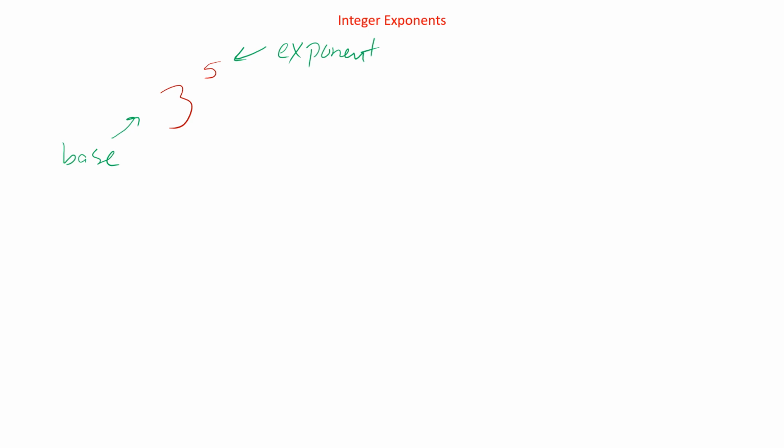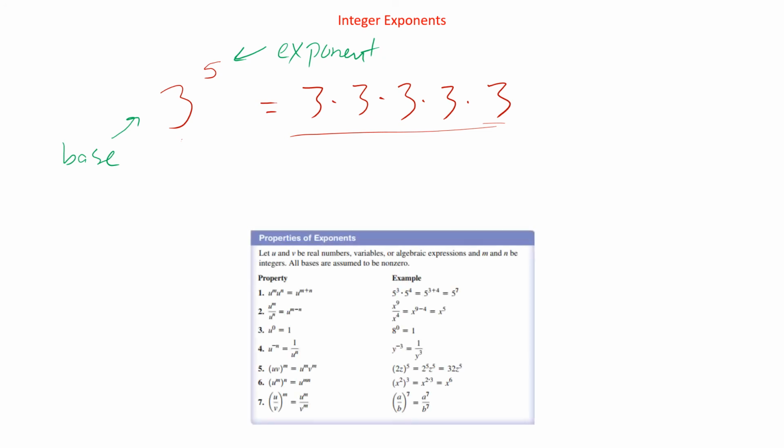And what this means is that it's 3 times 3 times 3 times 3 times 3. We've got 5 3's all multiplied together. Remember, math people are lazy, which is just efficient. This is way more efficient than writing that. So we use exponents. With exponents, we get all sorts of properties of exponents. These properties, we have little examples even that go right with them.